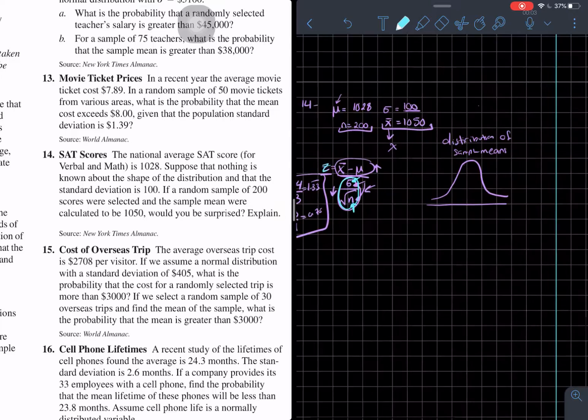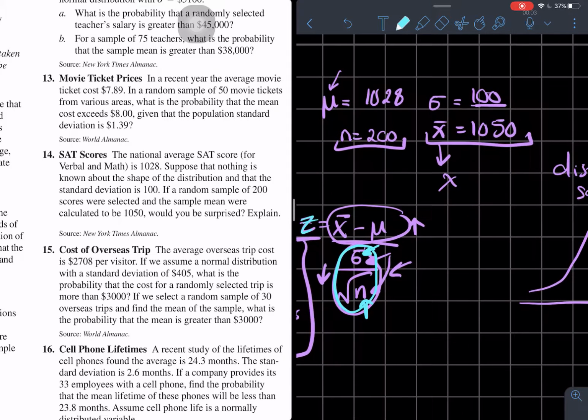So let's look at the data. We have a standard deviation of 100 and a mu of 1028. My x bar is 1050.